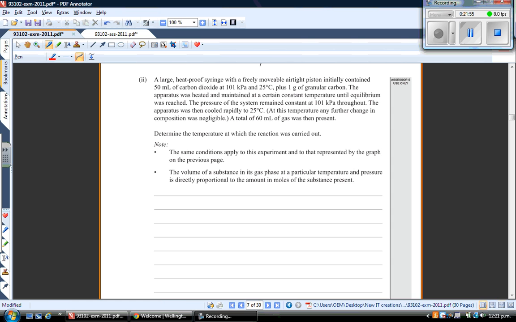Okay, so let's read through the last part of question 1, part B, and this is part 2. There's a lot of detail again, but the answer is very short, as we just saw. A large heat-proof syringe with a freely movable airtight piston initially contained 50 mLs of carbon dioxide at 1 atmosphere or 101 kilopascals pressure and 25 degrees Celsius.